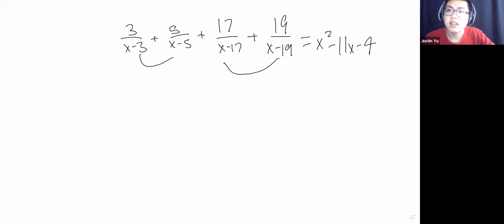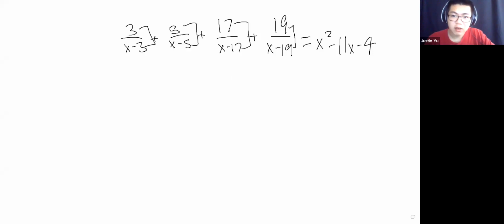Oh, I see. A lot of people are saying that y is equal to x minus 11, then these become symmetric. That's an interesting idea. However, I don't think it will be too great in this case because we get rid of this symmetry by doing that. We want to exploit this somehow.